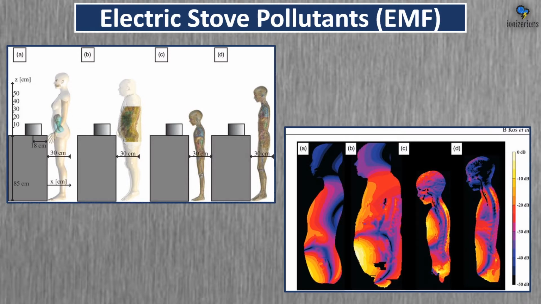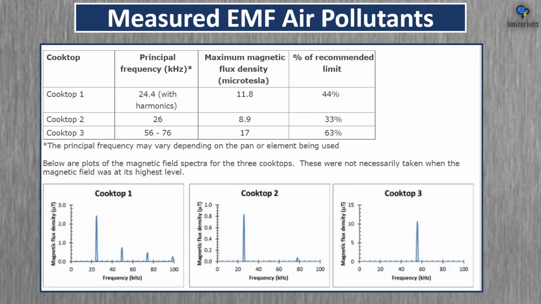Electric stove pollutants, also known as EMF. So this is air pollution. With an electric stove, we have to manage the radiation. In this study, they measured EMF with different types of cooktops, and you can see it actually ranges a lot. So it's not the same EMF per what type of cooktop or electric stove you use. Some models, some brands are better than others.